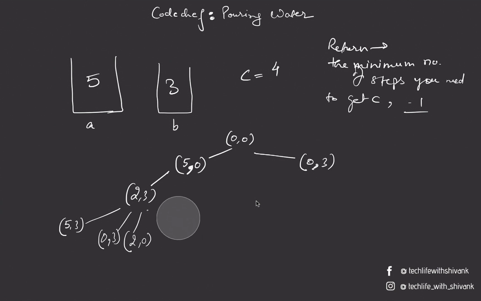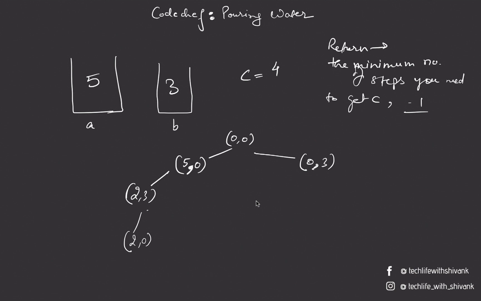So these are the three options that we have. And again we can see that 5, 3 is a redundant option, and similarly 0, 3 is a redundant option, because those have been covered in the base case. So we have only one option, 2, 0, which is obtained by emptying the container B.